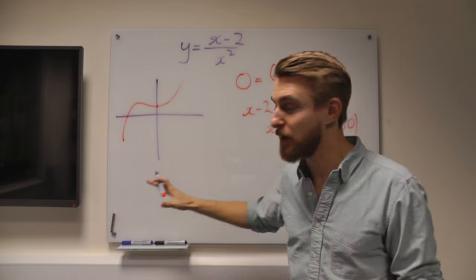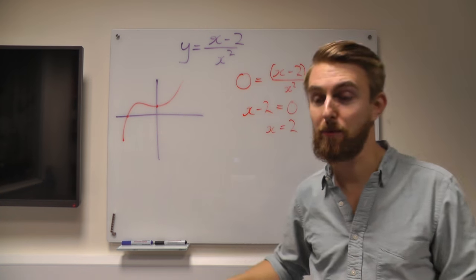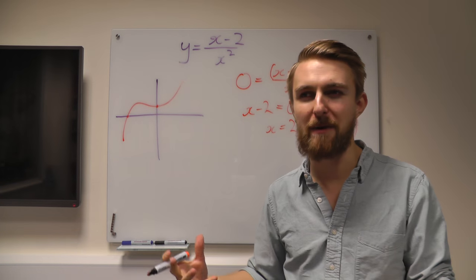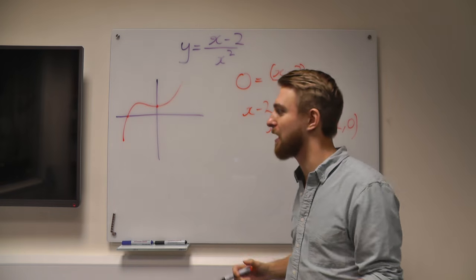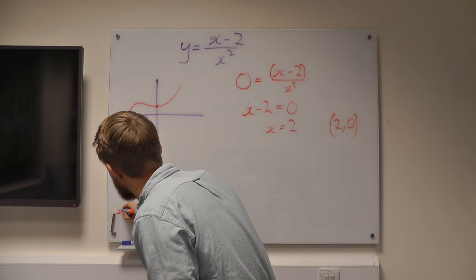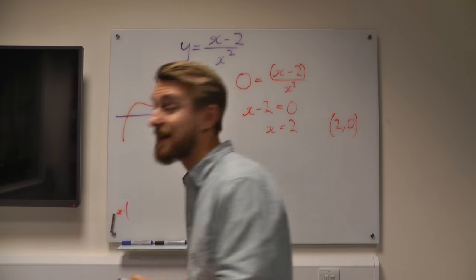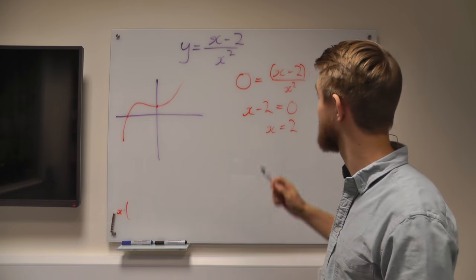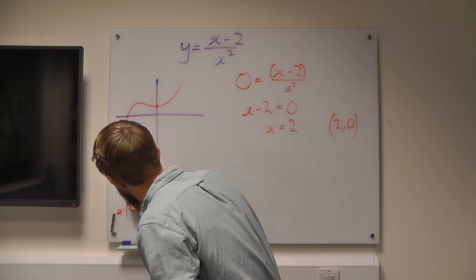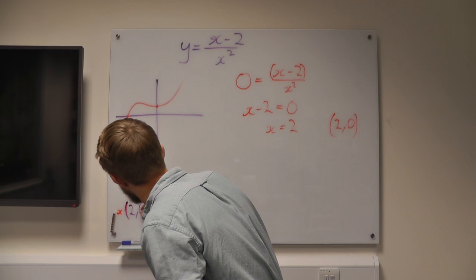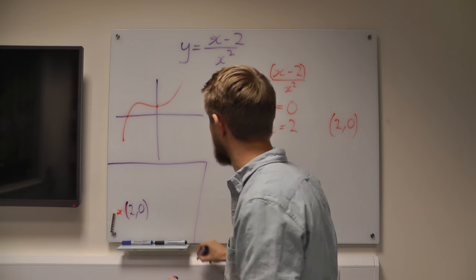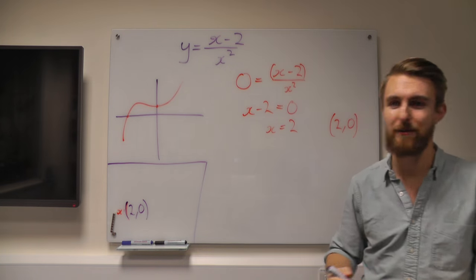And what we're going to do is use this bottom right-hand corner of the board to store all the pieces of information, the useful nuggets of gold that we're going to pick up along the way. So this first one is our x-intercept, okay? That's the only x-intercept, otherwise we'd have another value. And it is at the point (2, 0). So we'll cordon off this region reserved for special functions, special objects.